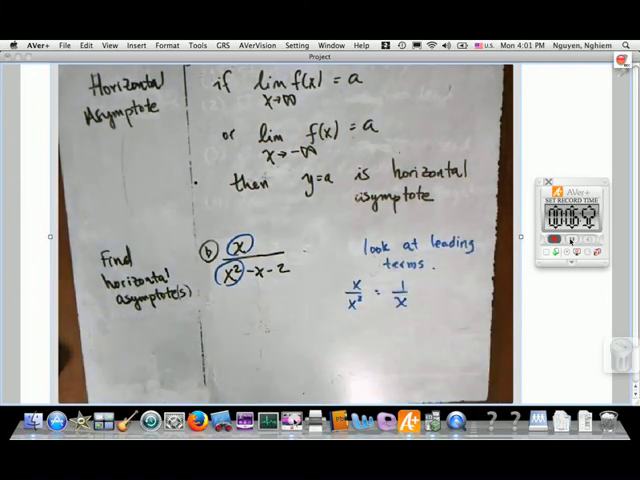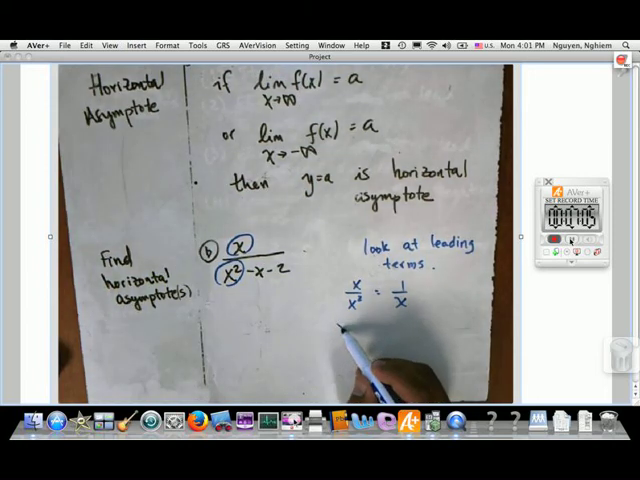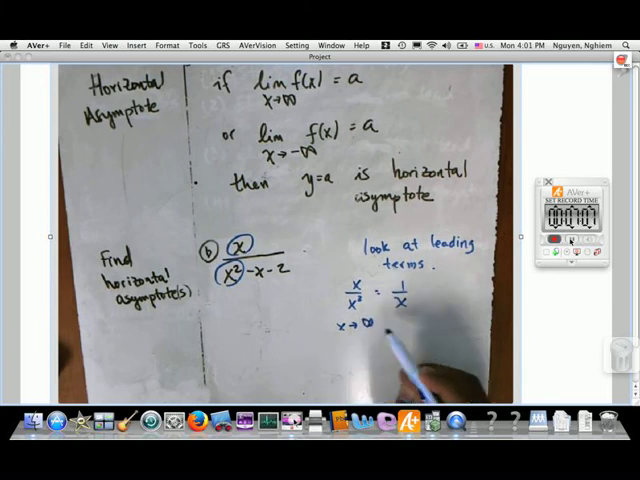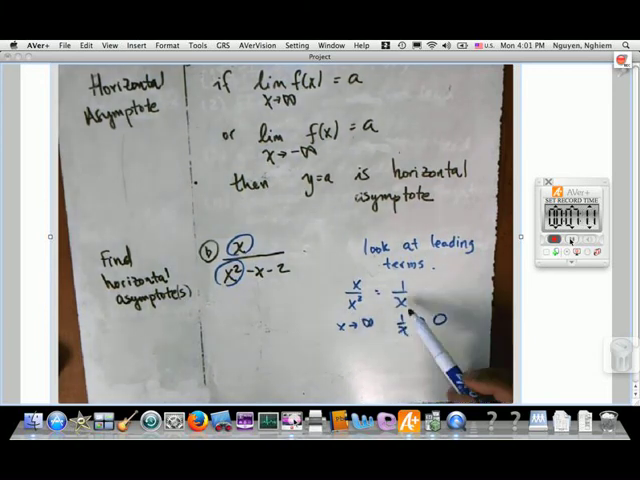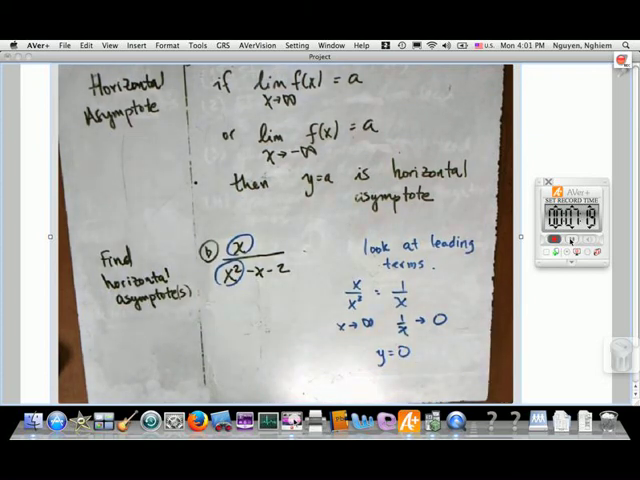And what's going to happen to this as x approaches infinity? As the denominator gets really, really huge, the entire fraction is going to approach 0. So as x approaches infinity, 1 over x is going to approach 0, because you're going to keep on dividing by a bigger and bigger number. So that would suggest to me that the horizontal asymptote here is 0. And let's check that with our graph.